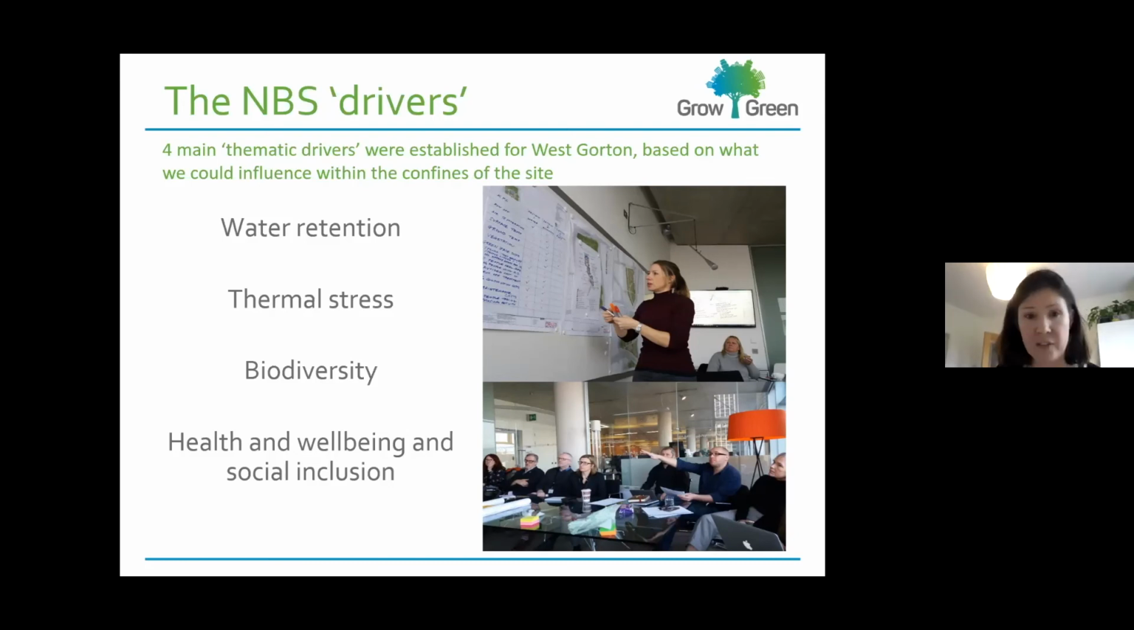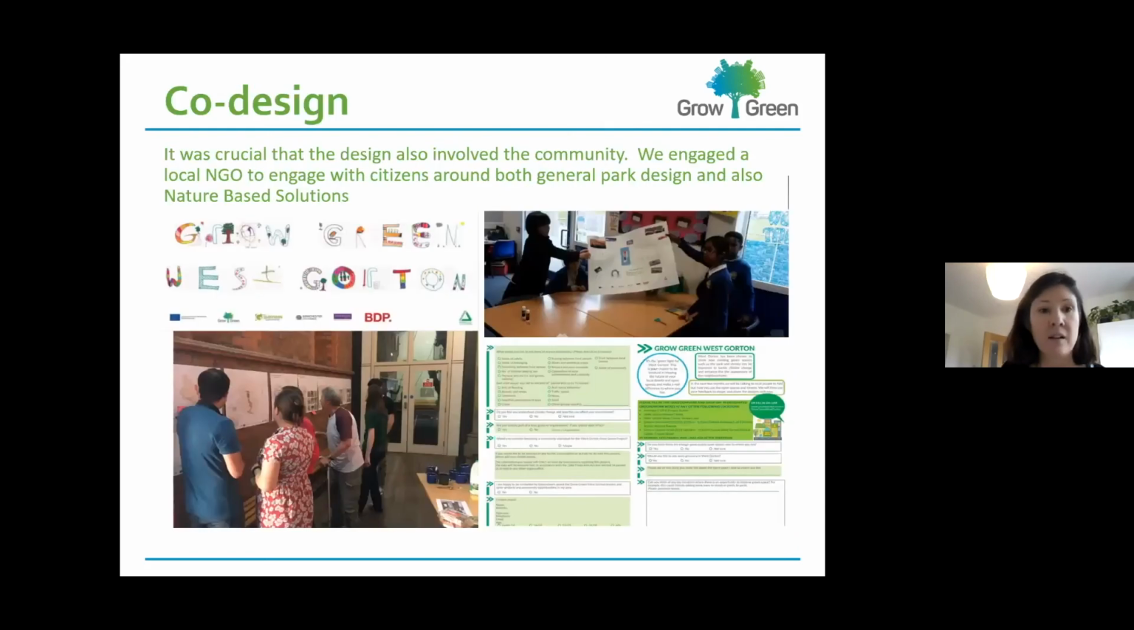So obviously, as I've said, the residents are really quite important when designing such a park. So we contracted a local environmental NGO to engage with our citizens, both around their general aspirations for the park. You know, what do they actually need? It is going to be, as well as a research site, also a local park that needs to serve the needs of this community.